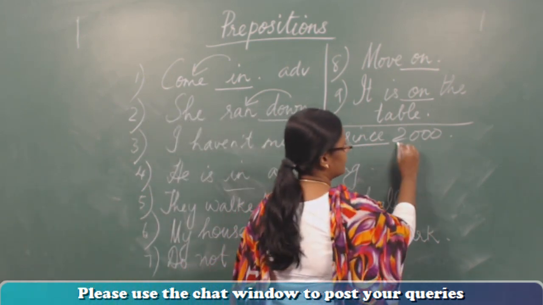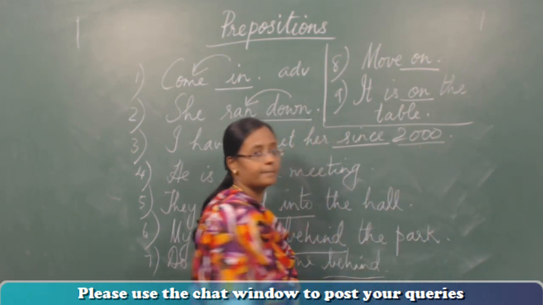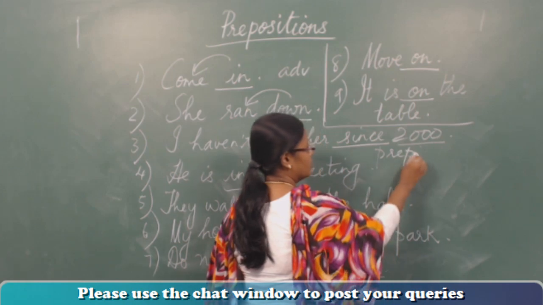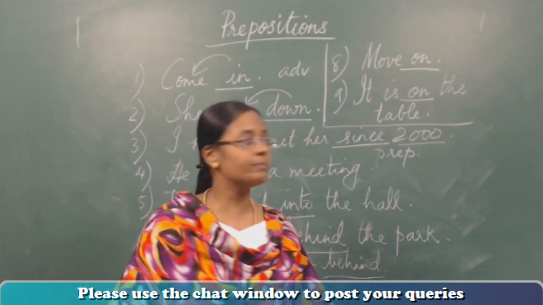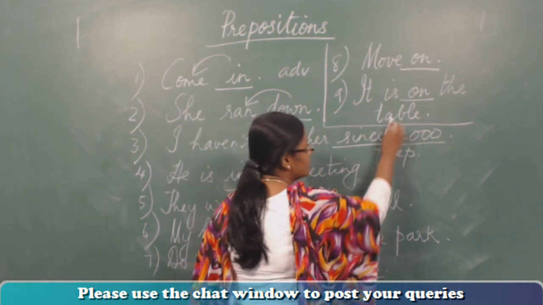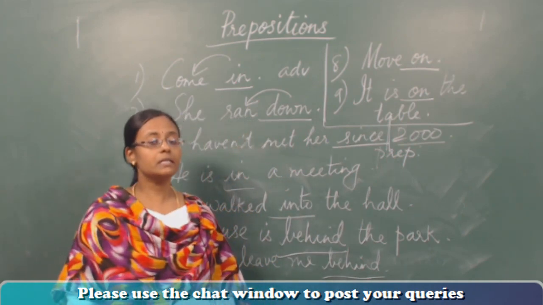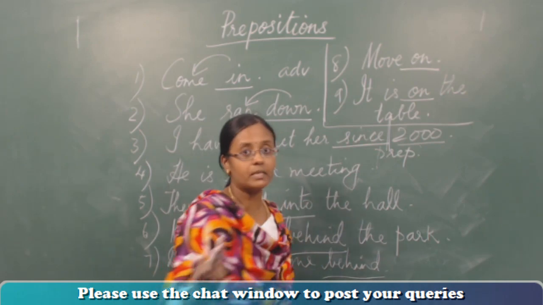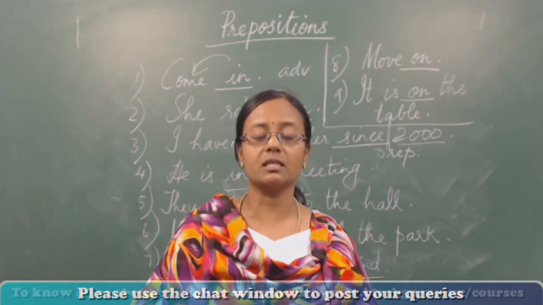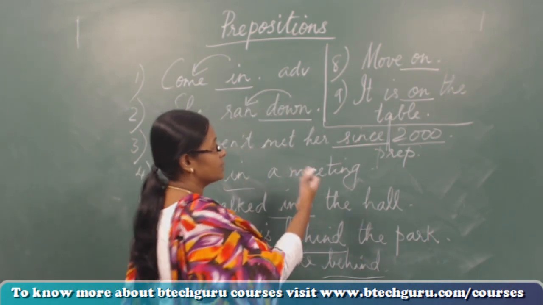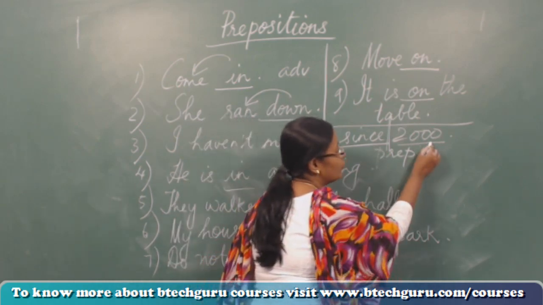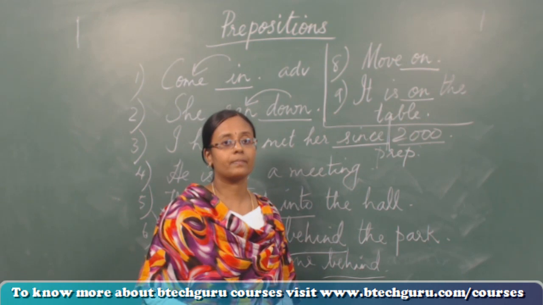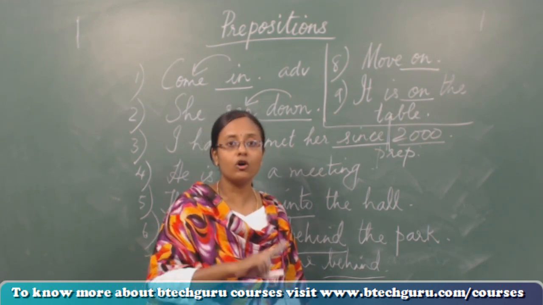Since, then, is used for a particular point of time; it is a preposition. Whereas if I say "I haven't met her since," and the sentence stops there, then since is an adverb. Here it is a preposition because it is followed by a particular point of time, a specific point of time. Remember the difference between for and since?